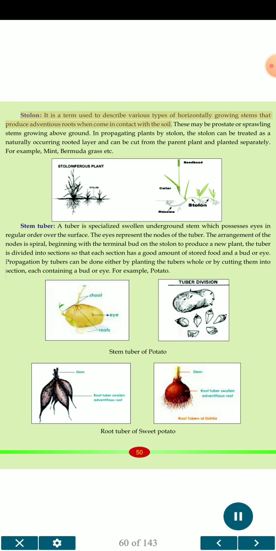50. Stolon. It is a term used to describe various types of horizontally growing stems that produce adventitious roots when they come in contact with the soil. These may be prostrate or sprawling stems growing above ground. In propagating plants by stolon, the stolon can be treated as a naturally occurring rooted layer and can be cut from the parent plant and planted separately. For example, mint, Bermuda grass etc.